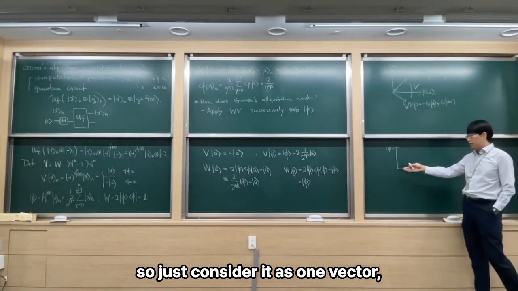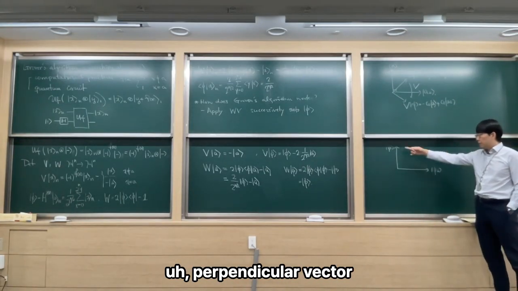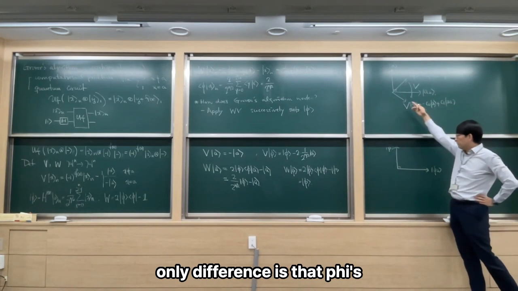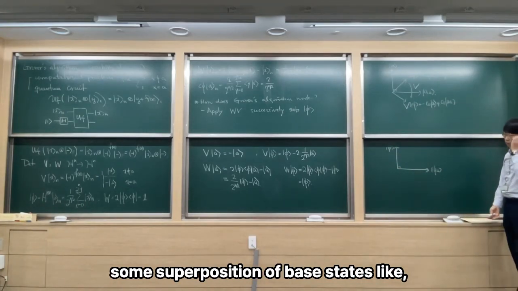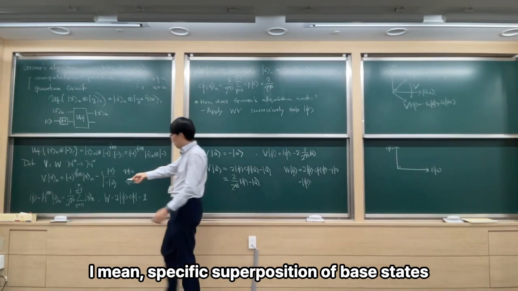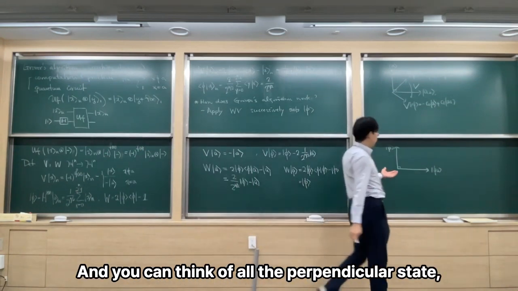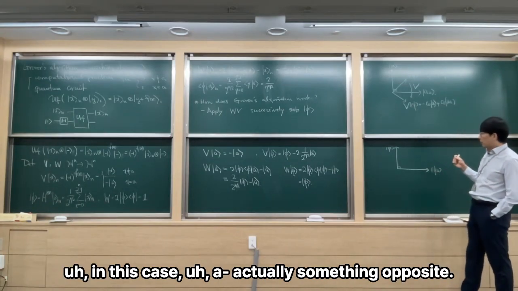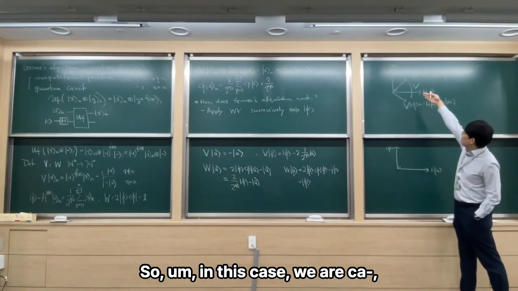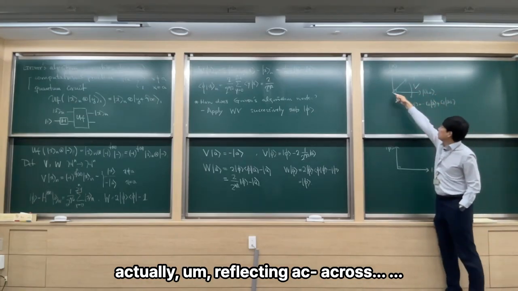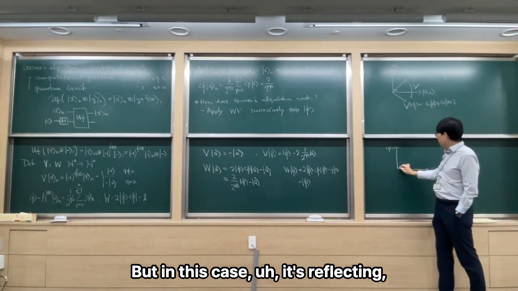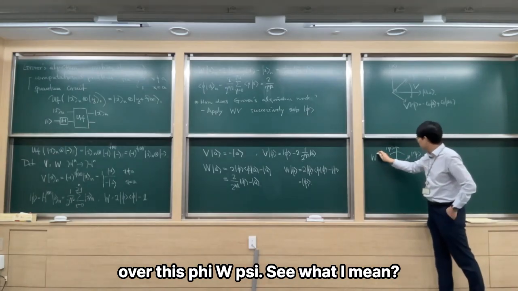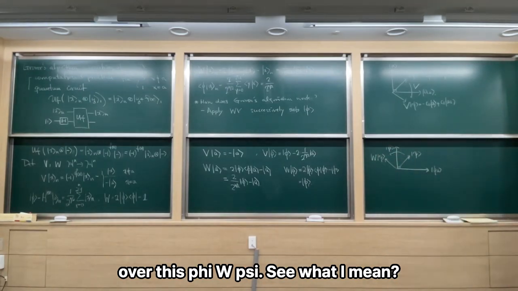So just consider it as one vector, and then consider all the perpendicular vectors to this quantum state. So again, the same idea here, the only difference is that phi is some superposition of base states, like a specific superposition of base states, which we defined here. And you can think of all the states perpendicular to that state. And what it does is, in this case, actually something opposite. So in this case, we are actually reflecting across the hyperplane orthogonal to A, but in this case, it's reflecting, let's say if this is psi, over this phi, W psi. See what I mean? So it's also a reflection.